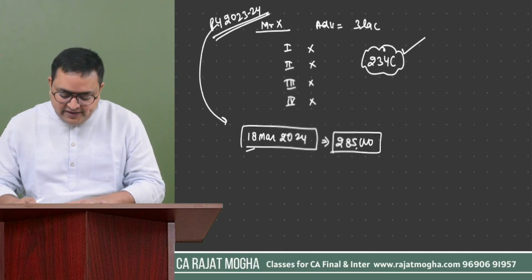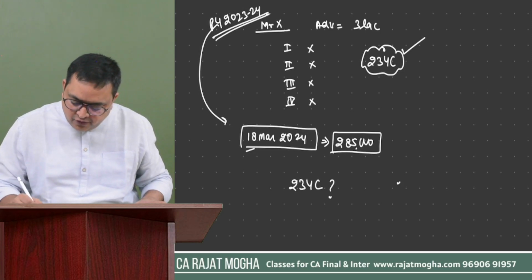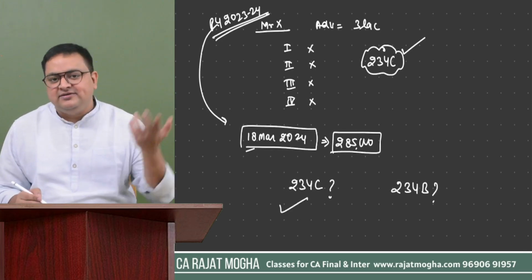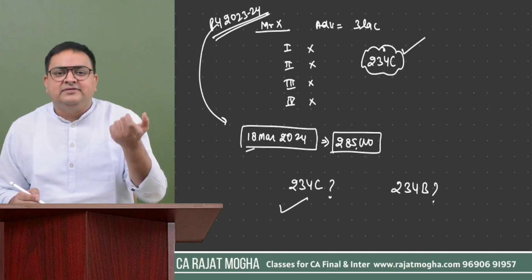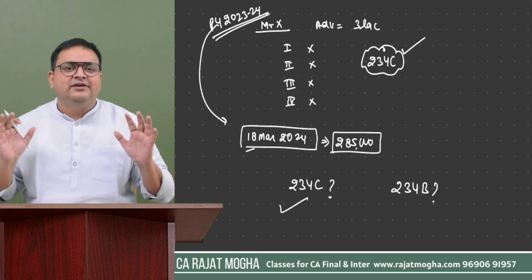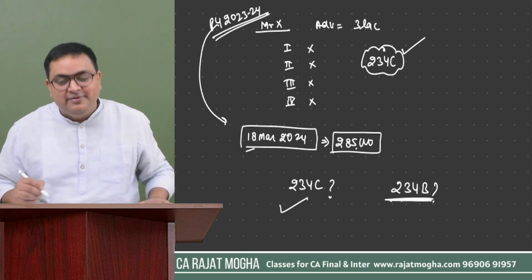So you have to tell me whether interest of 234C will be attracted or not, or whether interest of 234B will be attracted or not. First of all, 234C will be attracted. Why? Because he has not paid the installment amount. Even if he has paid the amount, but if it is less paid, then also 234C will be attracted. So here he has not paid, 234C will be attracted. There is no question for that, right? Tell me whether 234B will be attracted or not.